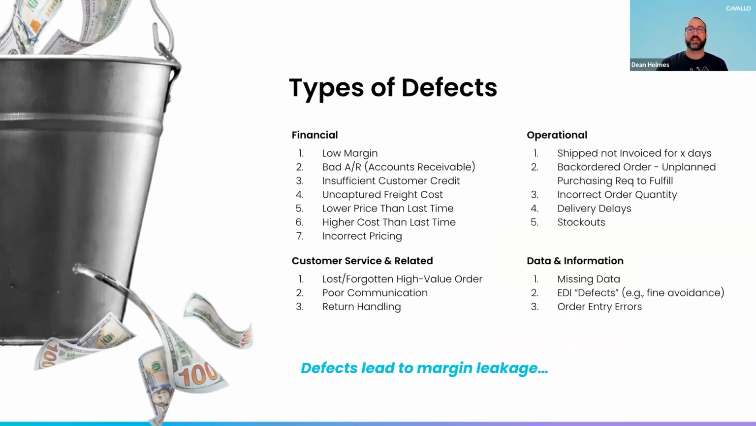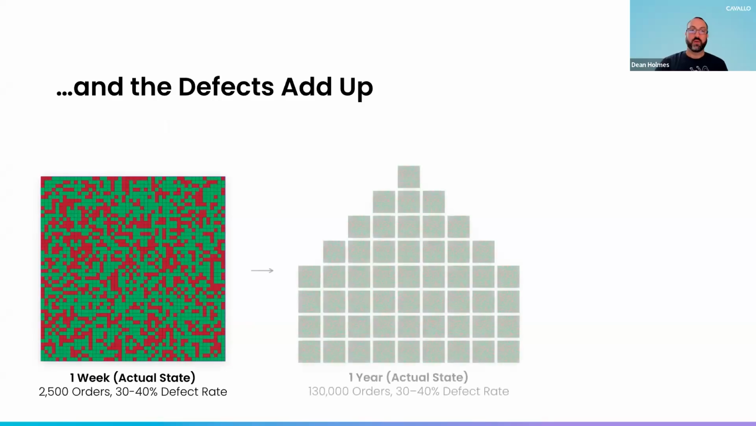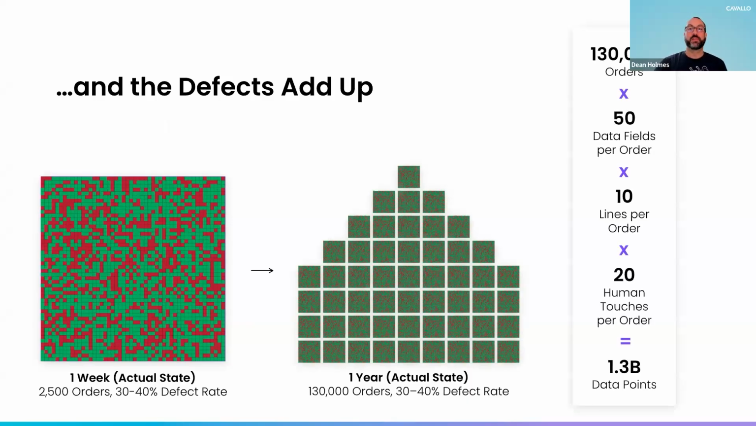All of these defects lead to margin leakage. And the defects add up. If we extrapolate that out over the course of a year, we're looking at 130,000 orders. At a 30 to 40% defect rate, that's 40 to 50,000 defective orders. And what's more, multiply those orders times the number of data fields, lines, and human touches per order, and in our example, that's 1.3 billion data points. That's a lot of data to sift through to find out where you're leaking profits.